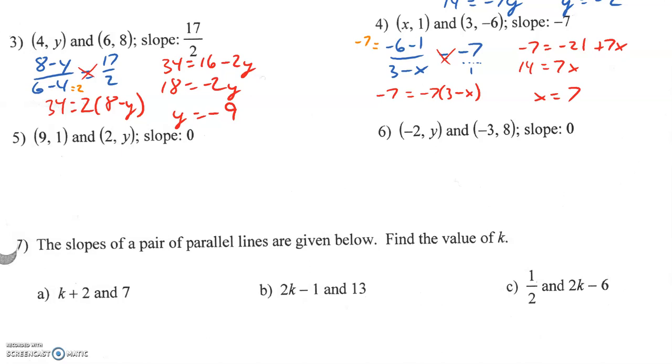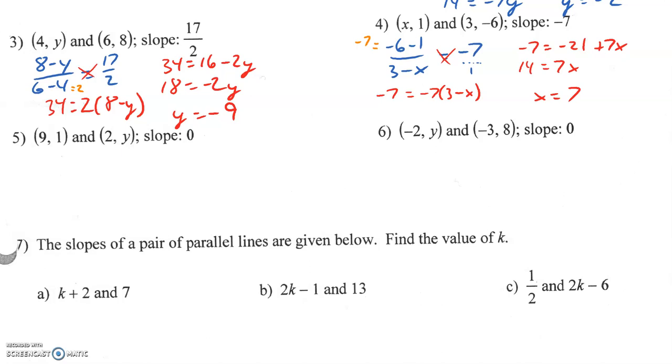8 minus y over 6 minus 4 equals 17 over 2. This, of course, is equal to 2. I cross-multiplied them to get this, multiplied out the brackets to get this, and then simplified and got y is equal to minus 9. And over here, same type of thing.